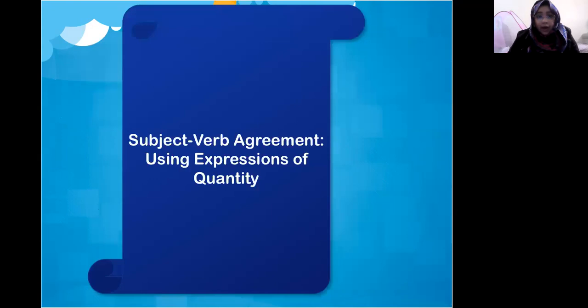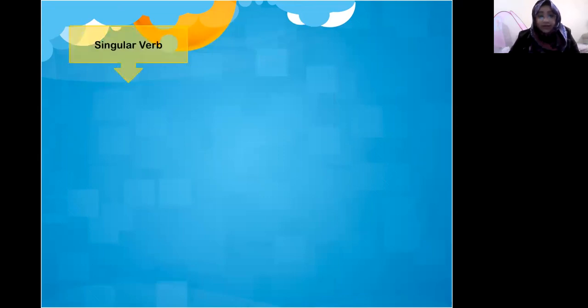Okay. Now, subject verb agreement using expressions of quantity. Now, let's see the expressions of quantity.